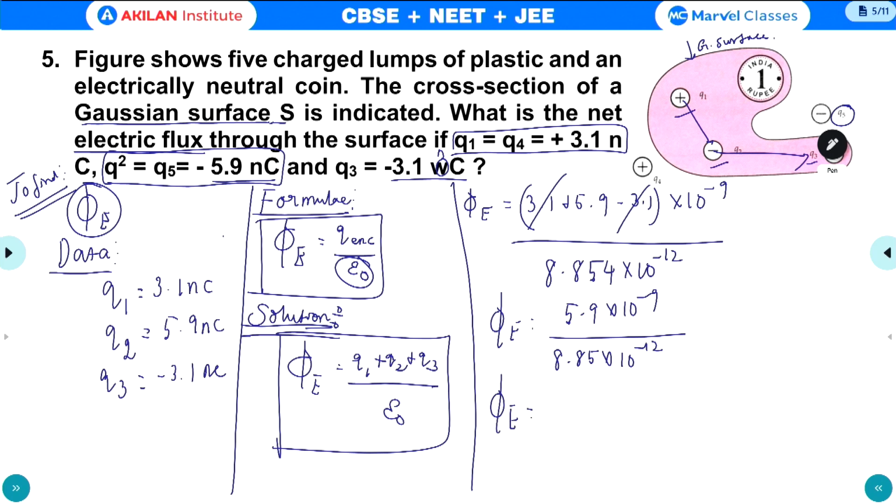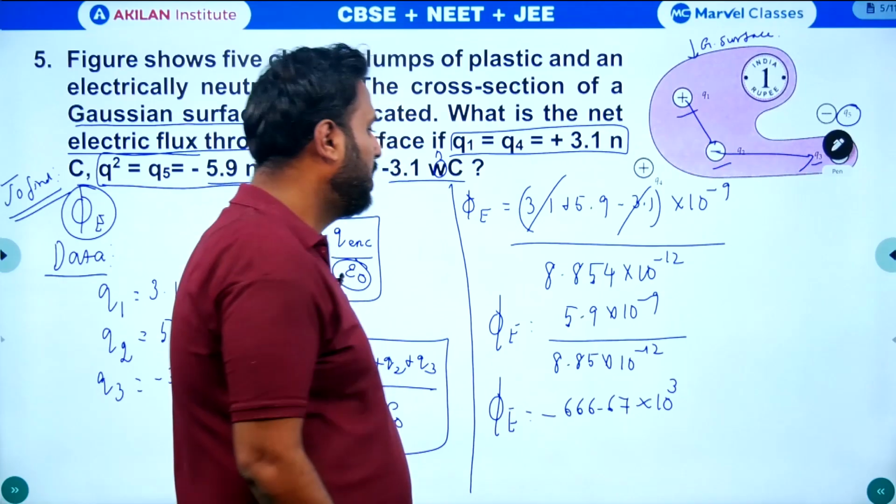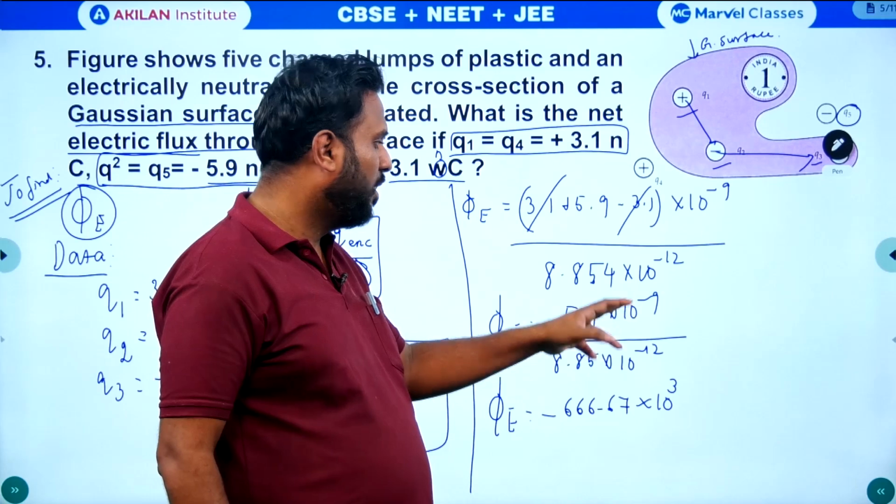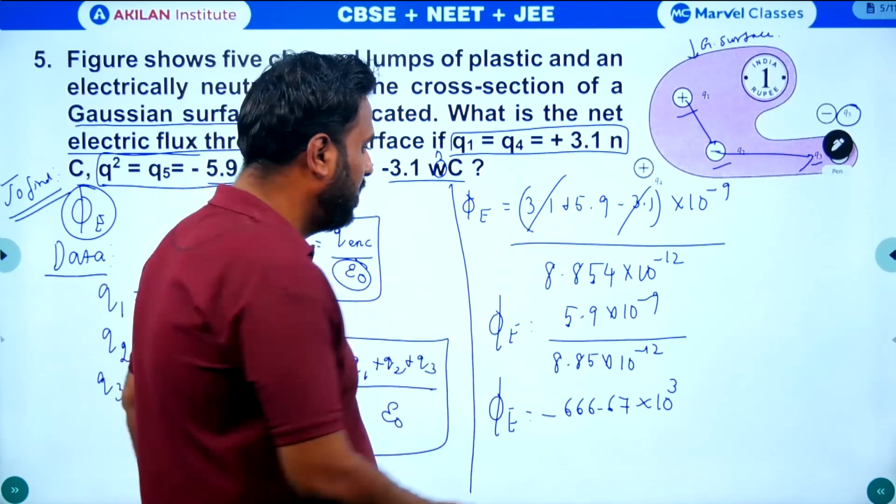Okay, now if we do this calculation, we will get the answer very easily. Here it is 666.67. We do the division and you will get this answer, and make the power very clear. Minus 12 will go upward, it becomes plus 12. 12 minus 9 becomes 3. 10 to the power 3.